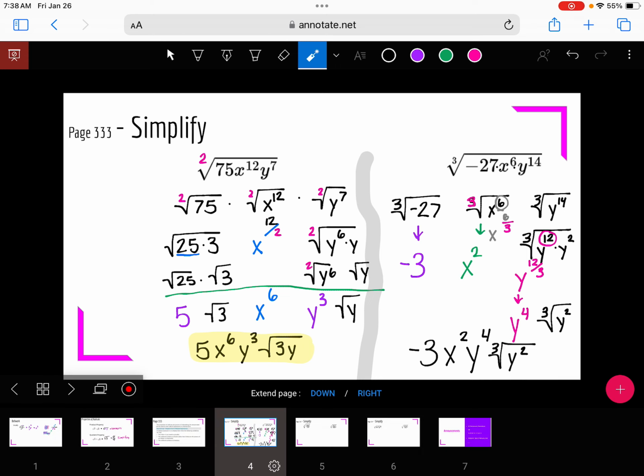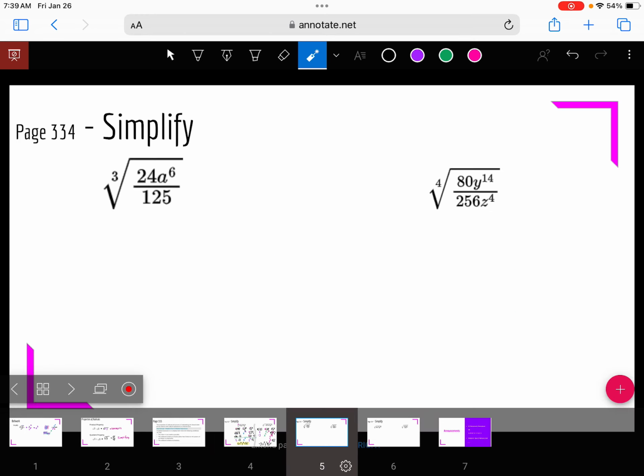We're going to try this a few more times for sure. Because the simplifying is a little weird, and it's been several days since we've done it. Okay. Ready?